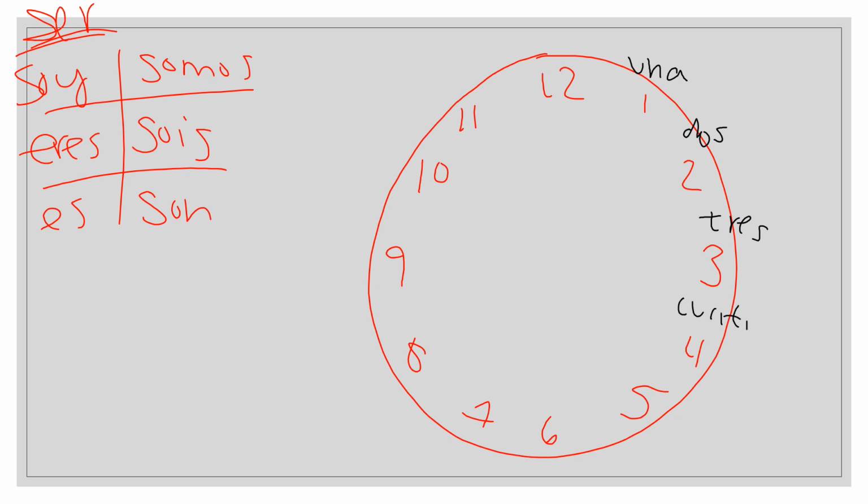cuatro, T before the R, cuatro, cinco, seis, siete, ocho, nueve, diez, once, and finally doce. All right, those are the hours. So it's 1 o'clock, 2 o'clock, 3 o'clock, 4, okay?